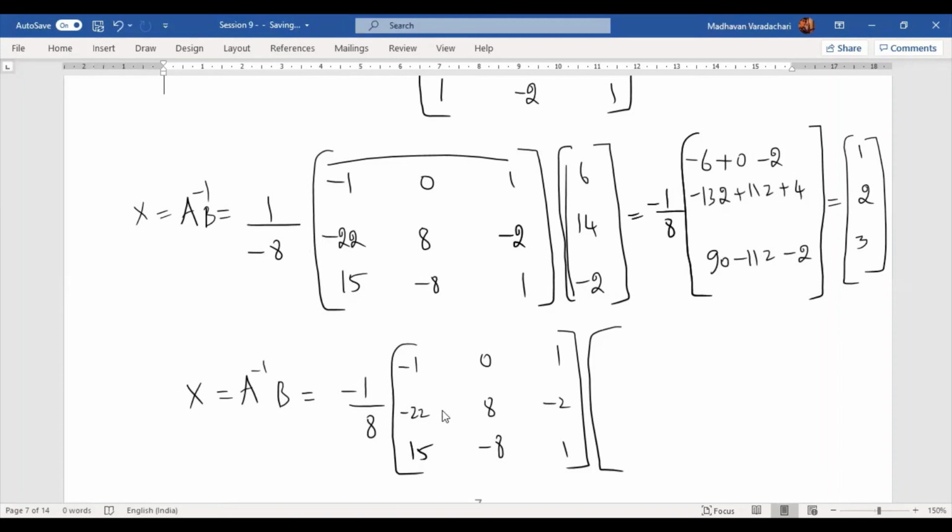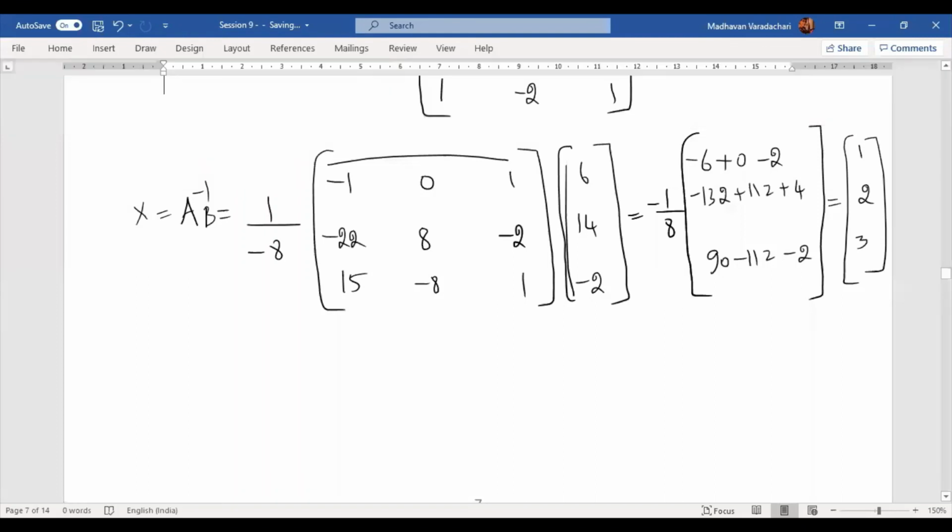So this step is not required. Actually, we have done it here itself directly. So this is the way you use the matrix inverse method to solve a system of linear equations. So we can say x equal to 1, 2, 3, which means small x is 1, small y is 2, and small z is 3. That will be the solution for this particular problem.